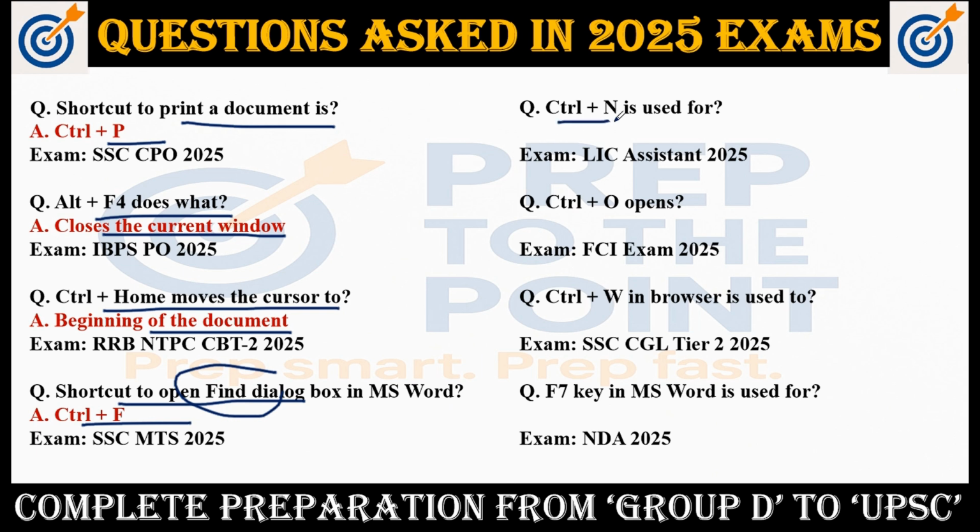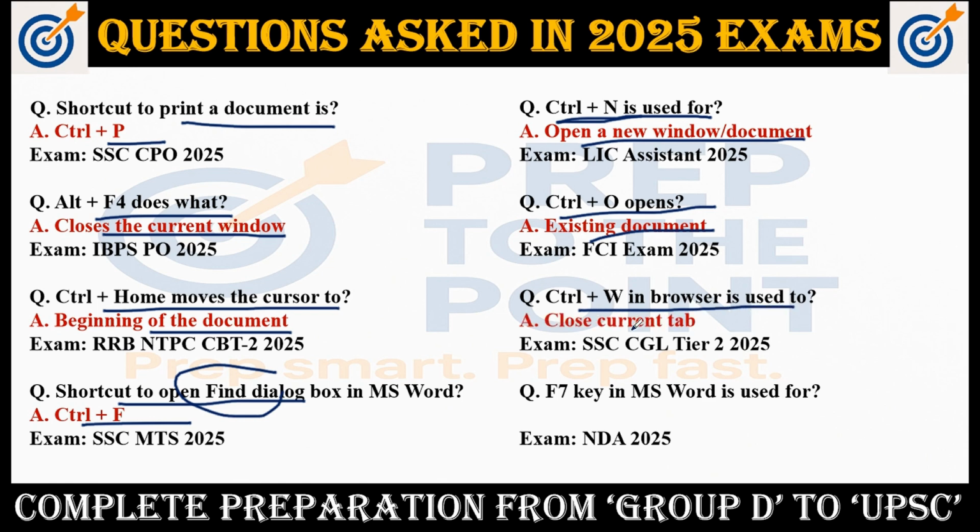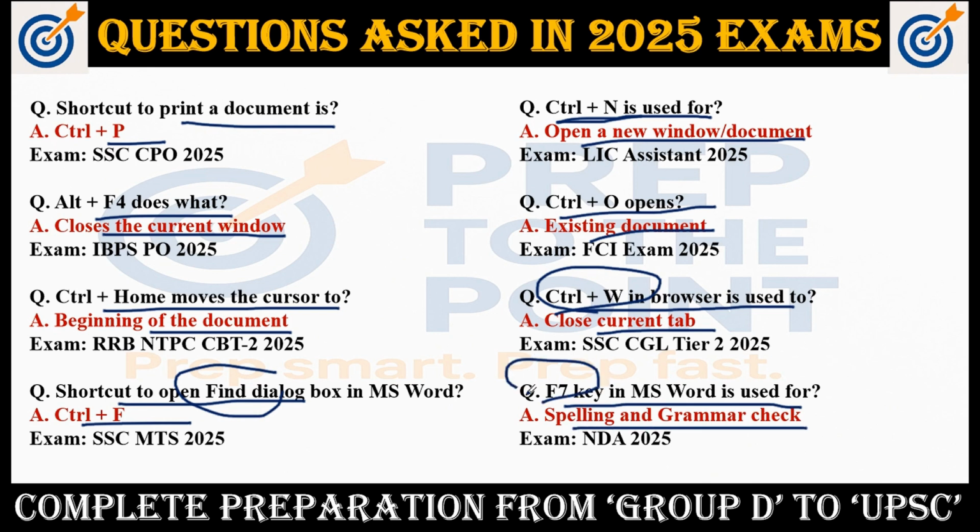Control plus N is used to open a new window or document. Control plus N means new window or new document. Control plus O opens an existing document. Control plus W in browser is used to close the current tab. Control plus W, close current tab. F7 key in MS Word is used for spelling and grammar check. F7 for spelling and grammar check.